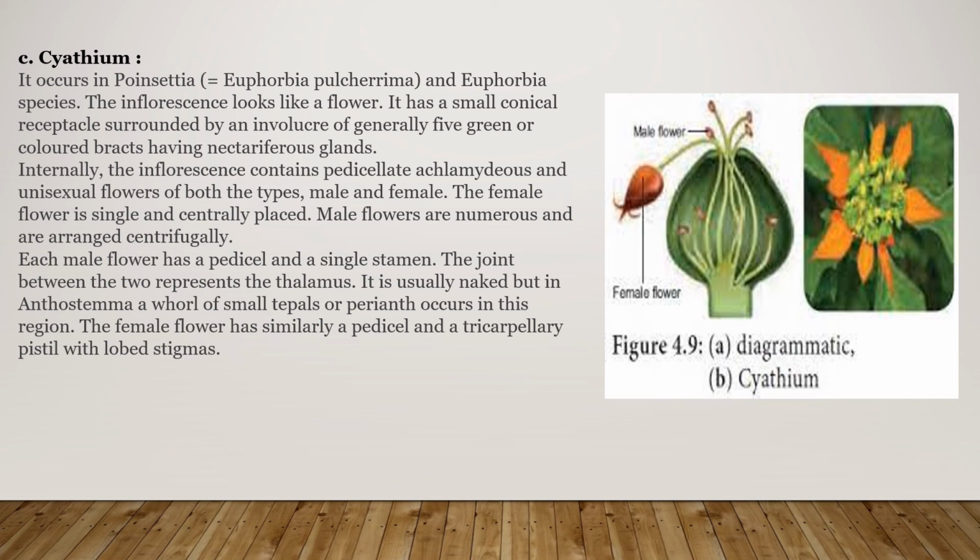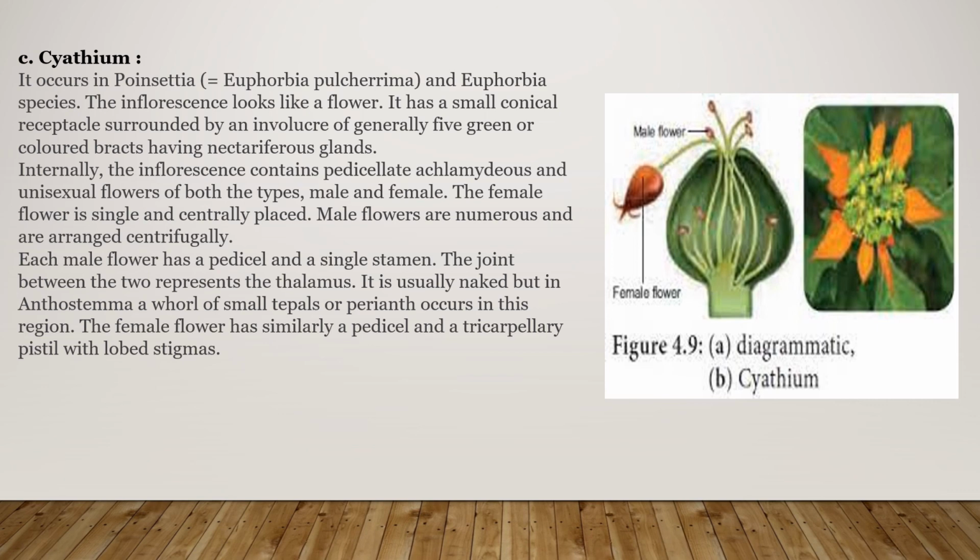Coming to the third type of inflorescence, which we call cyathium, it occurs in Euphorbiaceae, botanically Euphorbia pulcherrima and Euphorbia species. The inflorescence looks like a flower. It has a small conical receptacle surrounded by an involucre of generally 5 green or colored bracts having nectariferous glands. You can see the whole inflorescence looks like a flower, with involucral bracts that are fused to form what we call a cyathium.